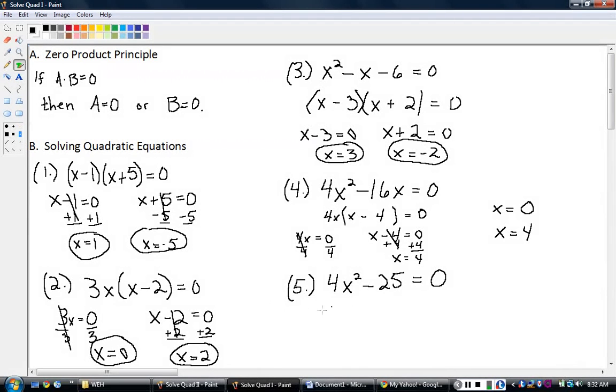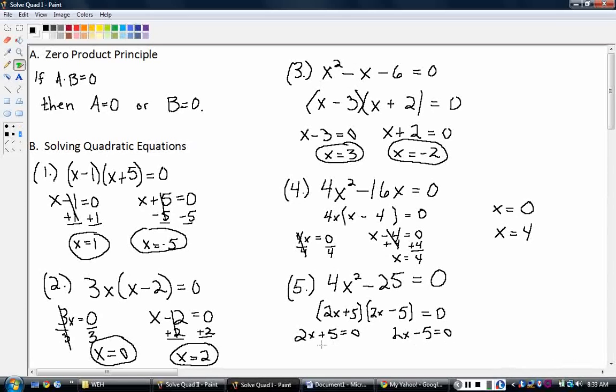Alright, moving on. Number 5. 4x squared minus 25 equals 0. No common factor. This is difference of squares, right? So it's not a trinomial, difference of squares. We take the square root of 4x squared and it goes in the first spot, right? Remember this? And the square root of 25 goes in the second spot. So 5 and 5. One gets a plus, one gets a minus. Okay? And then I use my zero product principle. 2x plus 5 equals 0. 2x minus 5 equals 0. And I solve two basic linear equations.